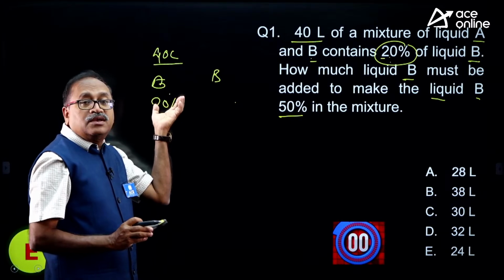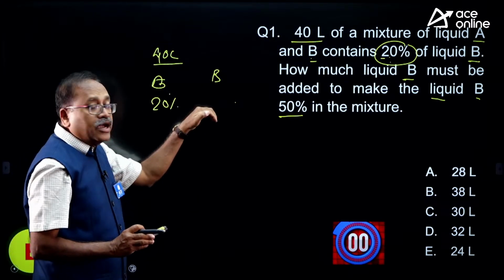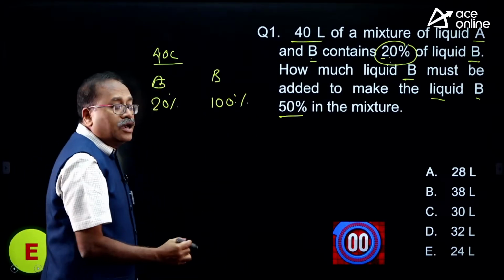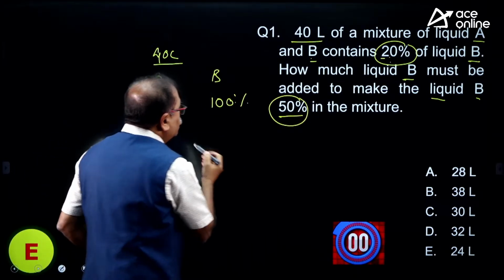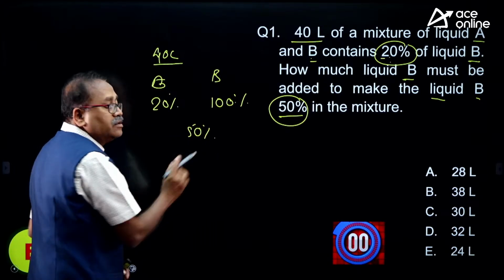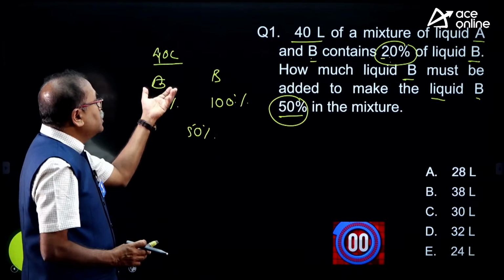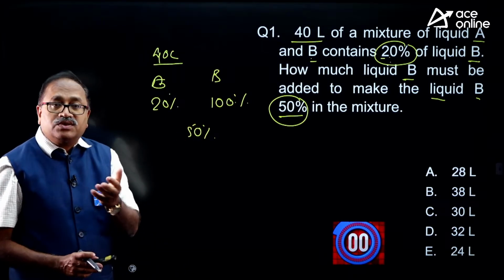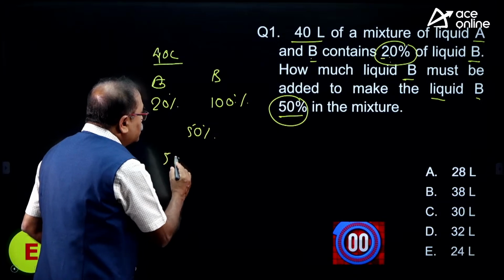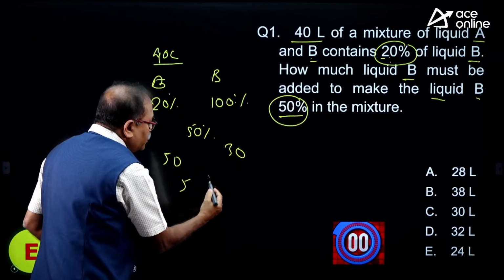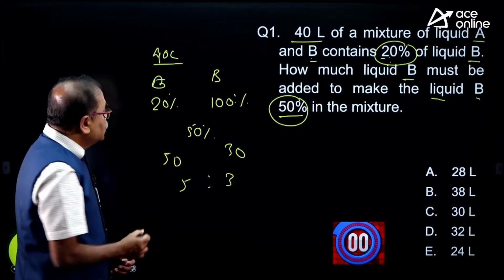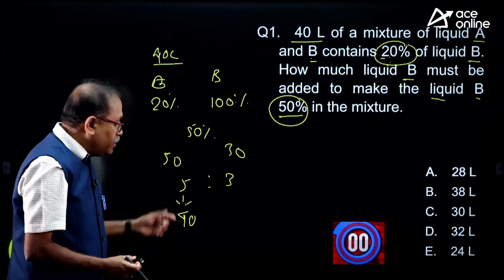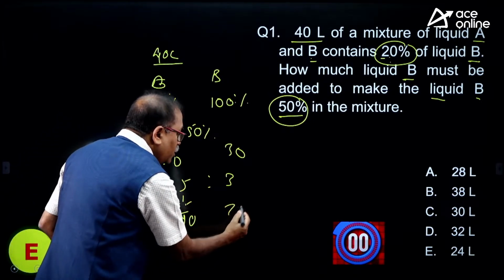Out of 40 liters, B is 20% and when you are adding B, it is 100%. So take this as 100%, and it should be mixed in such a way that I get 50%. So this is my mean. Out of 40 liters, B is 20 liters. Using the alligation mixture method, I notice that here it is 50 and here it is 30. So the ratio is 5:3. I already know this 5 part is equal to 40 liters. So 5 eights is 40, and 3 eights is 24 liters.